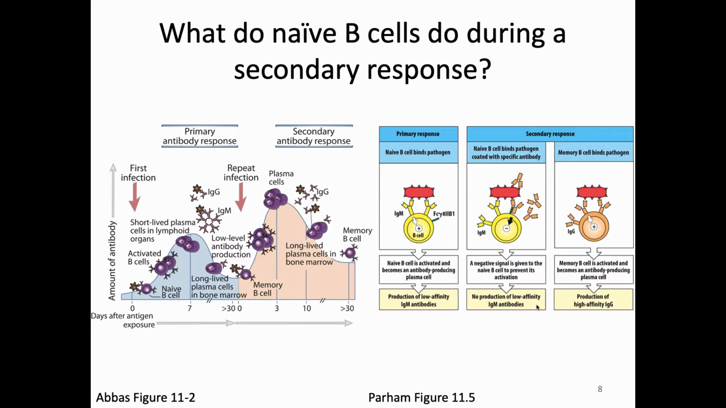The other thing you can imagine is that VDJ recombination happens all the time. And so even if that didn't occur, it's possible you could have made a new naive B cell. And there could be a naive B cell, again, hanging around, chilling at this time of the secondary infection.